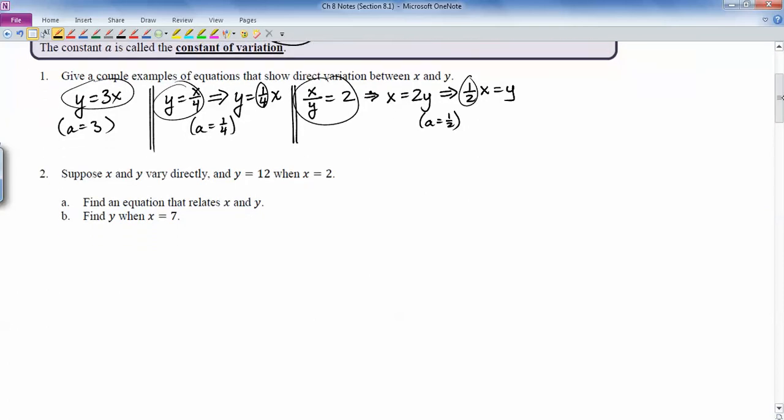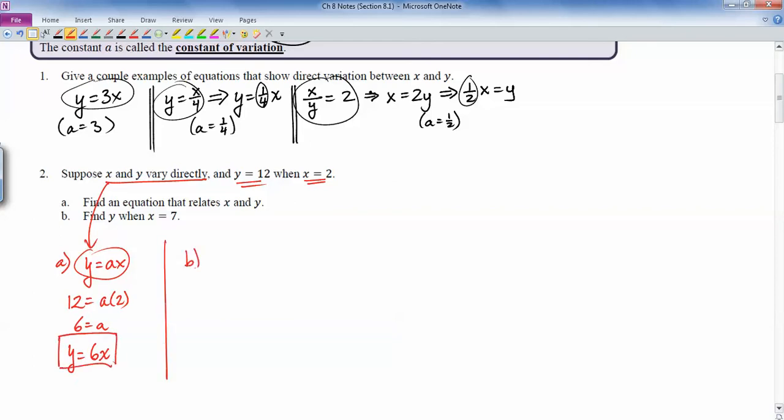In 2, we're told x and y vary directly. So as soon as you see this line, you know you're going to use the general form y equals ax. And you know y is 12 when x is 2. So for part A, when you have to find the equation that relates x and y, you just plug into y equals ax. So 12 equals a times 2. So then you get a is 6. That's not the equation that relates x and y, though. The equation is when you plug it back in, so it's y equals 6x. That's the answer to part A.